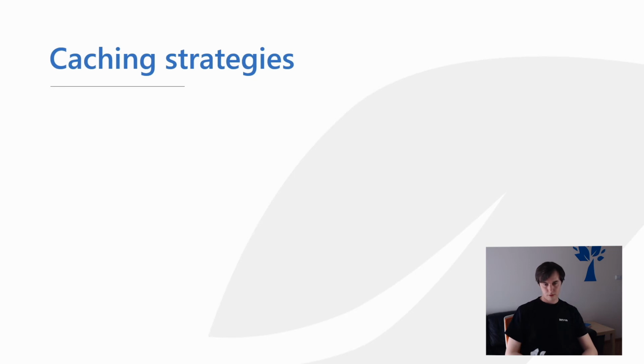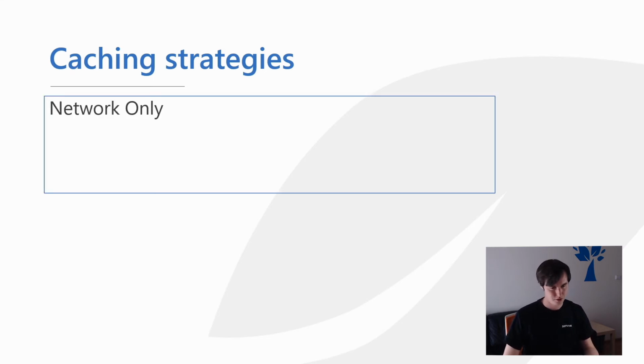Let's see what caching strategies we have or are basically supported. You could create your own one, but these are the ones that are already prepared and you can use them very easily. We'll take a look at how you set them up. So first of the caching strategies is called network only. This is not much of a caching strategy, as we will see.